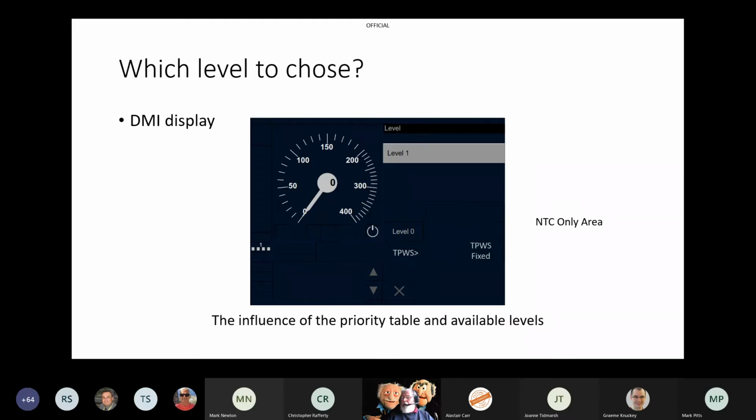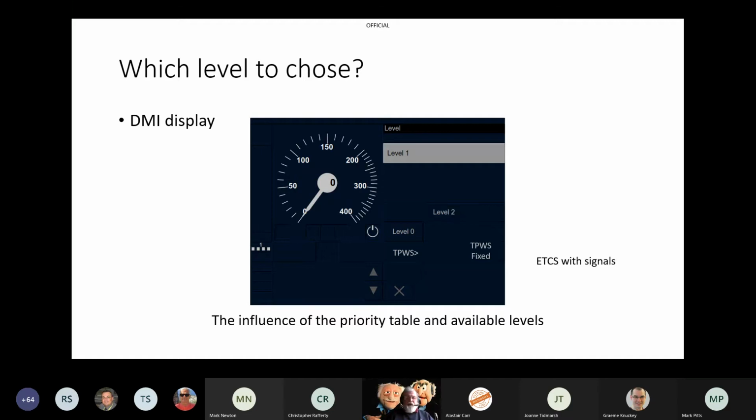If you're in an NTC only area, then the driver would just be offered level 0, TPWS and TPWS fixed. TPWS is the normal level accepted by a driver who's been trained to operate in ETCS, whereas TPWS fixed is for those drivers who have not yet been authorized to drive in ETCS. Only 3 levels to choose from. Hopefully the driver will get that right.